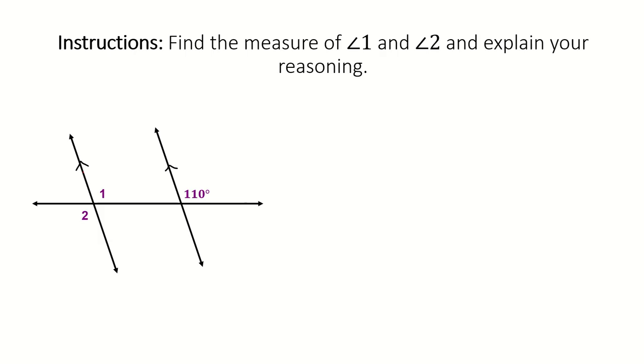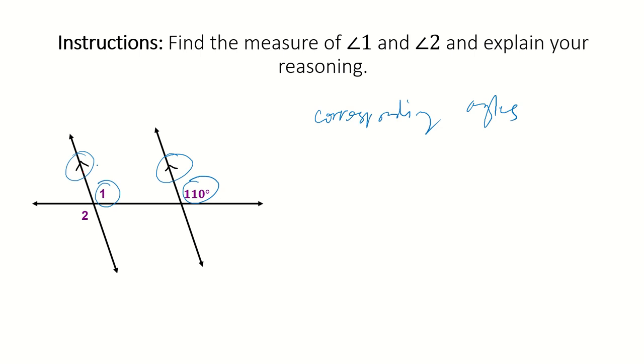So let's try to practice. Find the measure of angles 1 and 2, and explain your reasoning. There's a guarantee that the lines are parallel because of the arrowheads. Now with angle 1, we need to compare it with this angle. What's the relationship between the two angle measurements? These are corresponding angles.